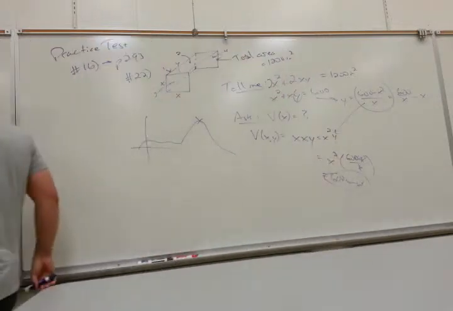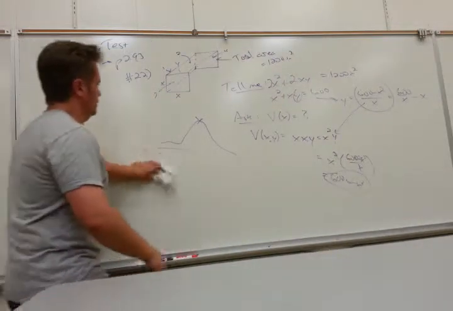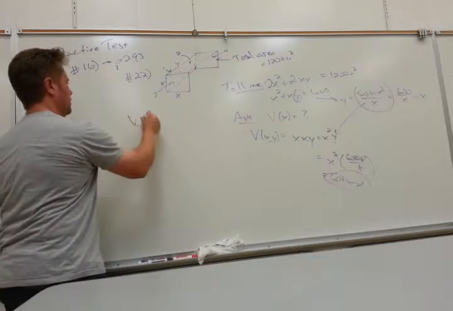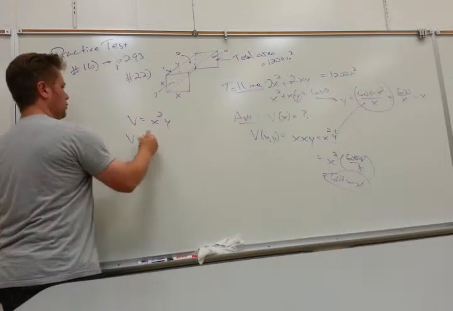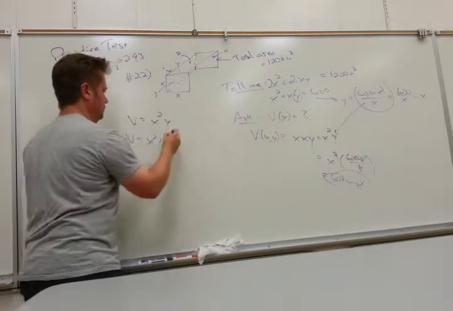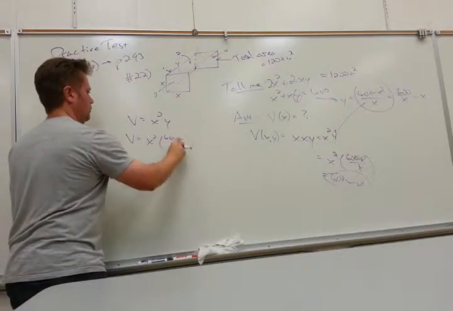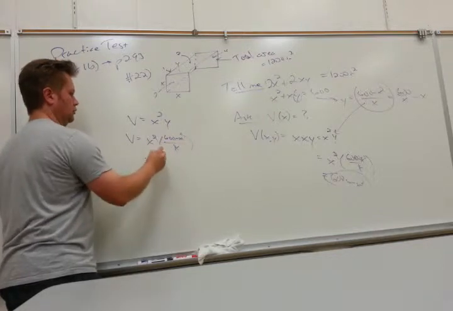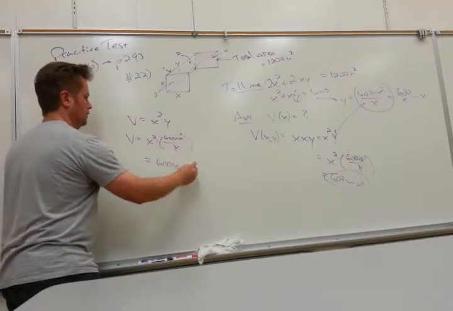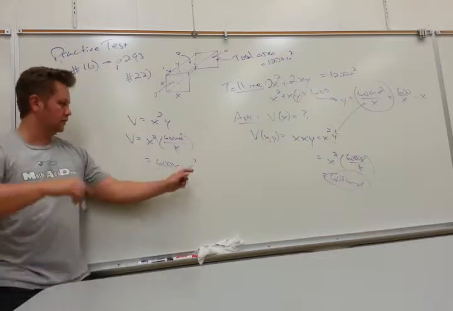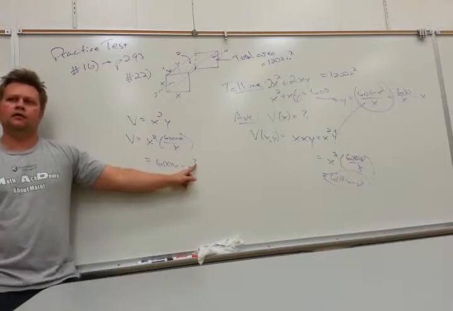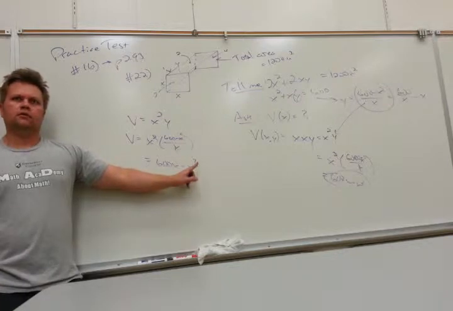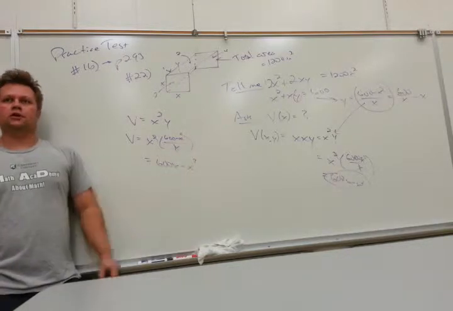Okay. Let me do this a little more meticulously. So far we got the volume is x squared y. When we throw in there this y expression, 1x cancels, so you do get 600x minus x cubed. Just my fault. It does come out to be non-quadratic. It's a cubic. So then I do need the calculator's help to find this out.